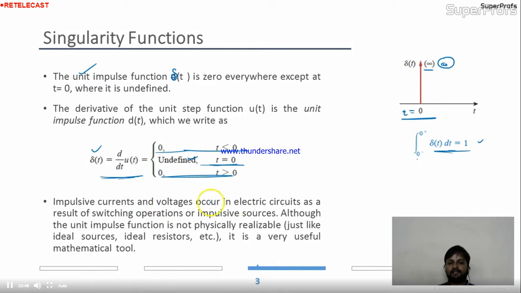Now, impulsive currents and voltages occur in electric circuits as a result of switching operations or impulse sources. Although the unit impulse function is not physically realizable, just like ideal sources and ideal resistors, it is a very useful mathematical tool. Okay. Impulse means the value of the function at a particular point only. For t greater than 0, it's 0. For t less than 0, it's 0. It is given for only the exact point t equal to 0, and the magnitude of that function is infinity. The area is 1.